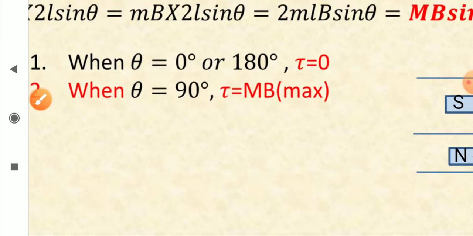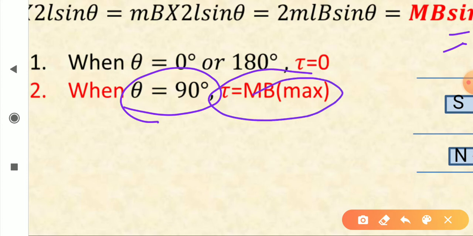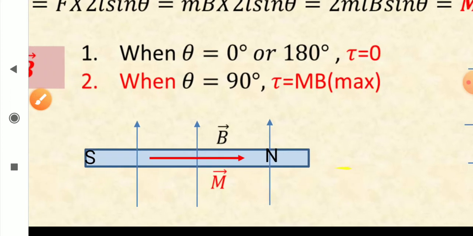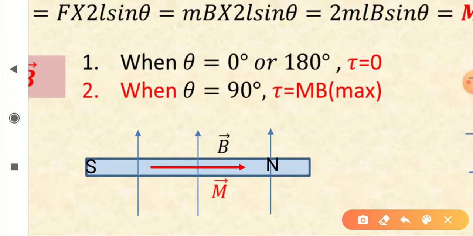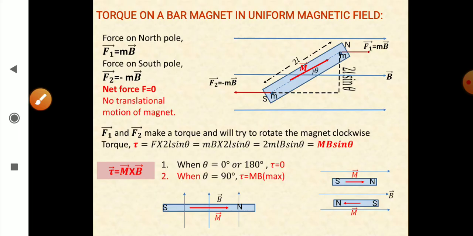And now when theta is 90 degree, then the value of sine theta is 1, and the torque acting on it becomes maximum, which is equal to Mb. And so when the magnet is placed perpendicular to magnetic field, it experiences maximum turning effect or maximum torque.